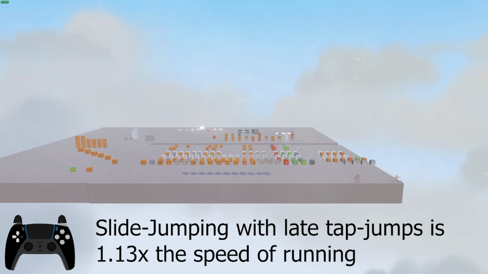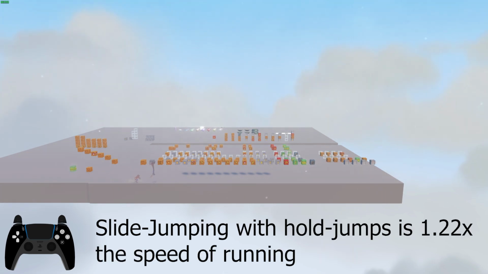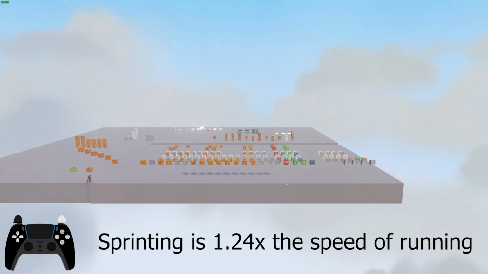And as for the difference between whether you tap jump or hold jump when you're chaining these slide jumps, it seems to be that holding jump is usually worse by a very small amount. And that's probably because you're getting less of the slide. I definitely wouldn't recommend living or dying by this comparison video though. I'm pretty happy with how it turned out.